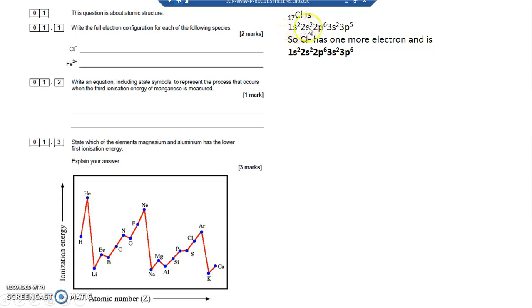So it fits 1s2, 2s2, 2p6, 3s2, 3p5. Let's just check that. 2 add 2 is 4, add 6 is 10, add 2 is 12, add 5 is 17. So we've accounted for all 17 electrons.